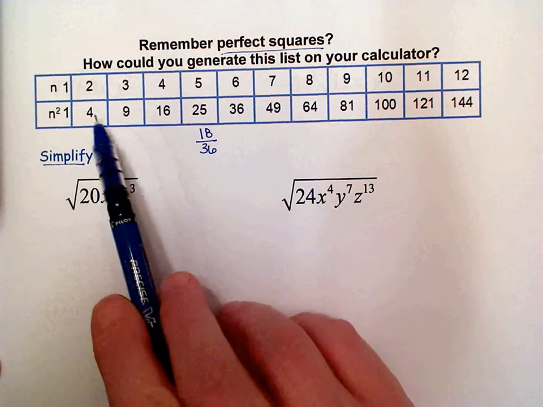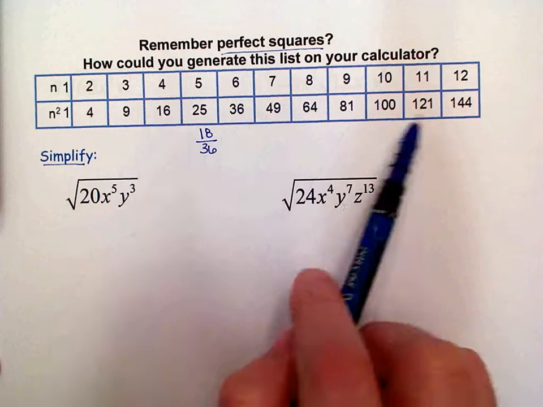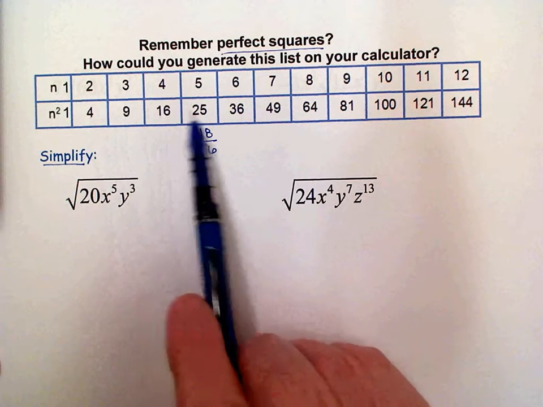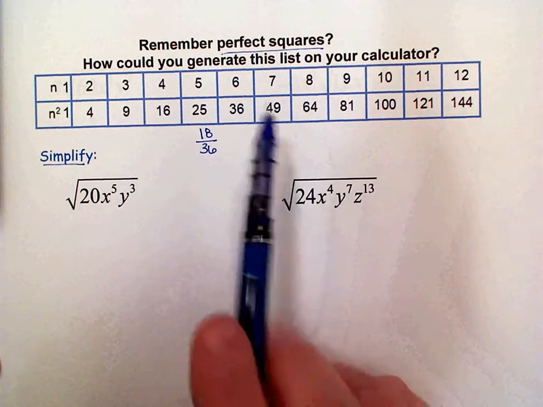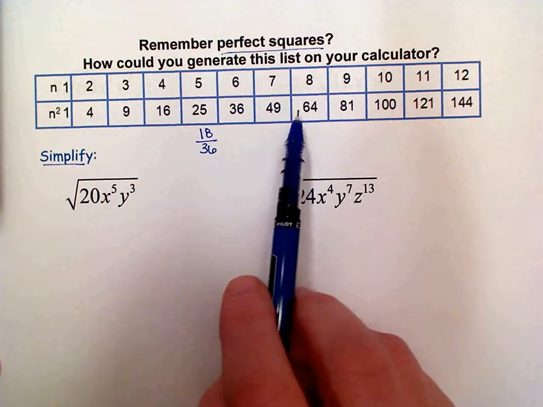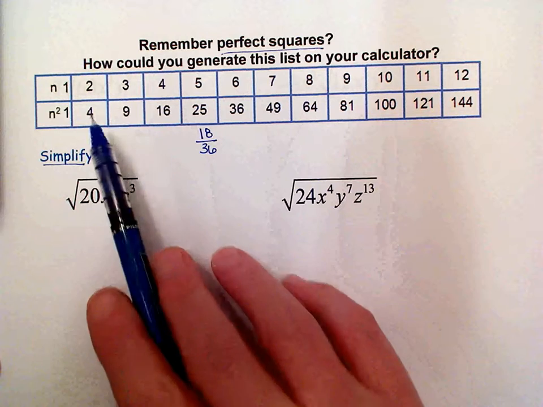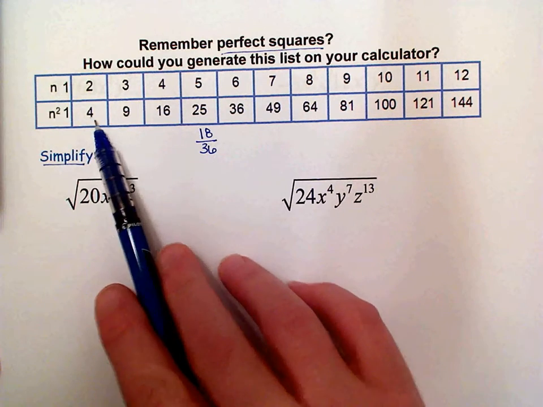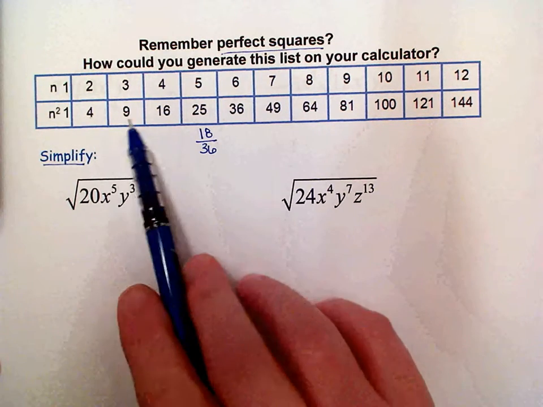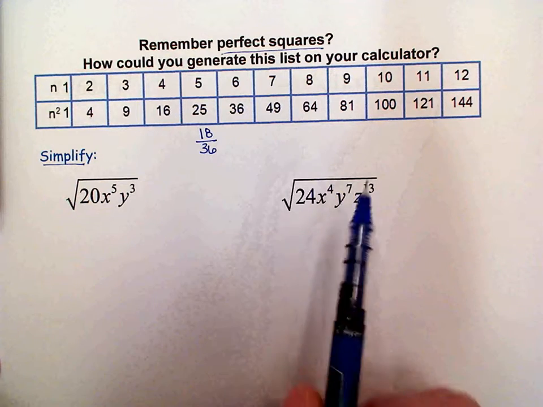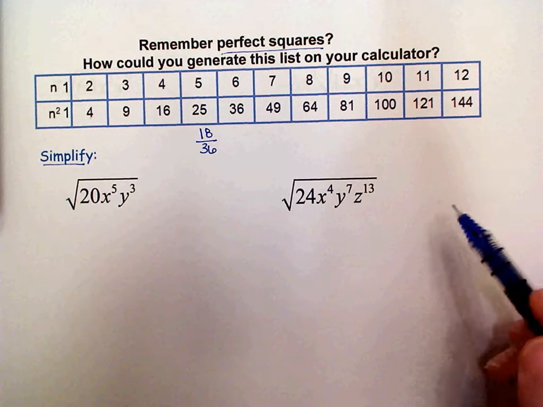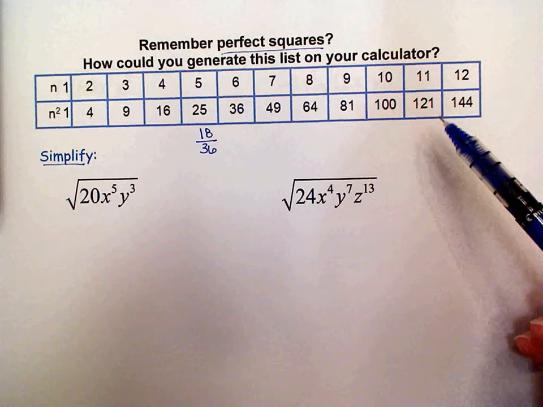I want to make sure that you know that you need to memorize these perfect square numbers: 4, 9, 16, all the way up to 144. For a test grade, I will call you up to my desk one at a time this coming Monday, and you need to, within 30 seconds, be able to recite these numbers: 4, 9, 16, all the way up to 144. It's really important that you know these numbers in order to simplify radicals.